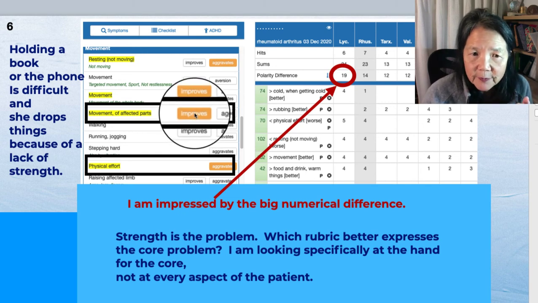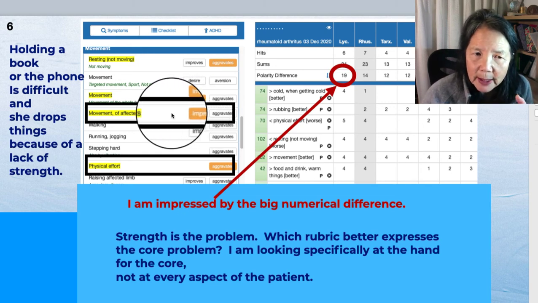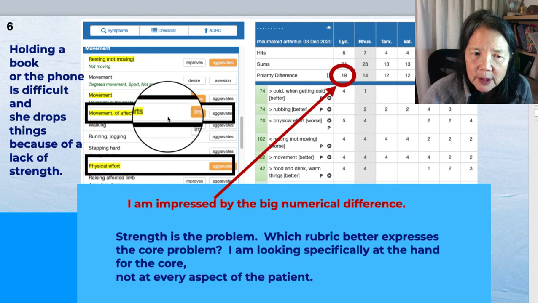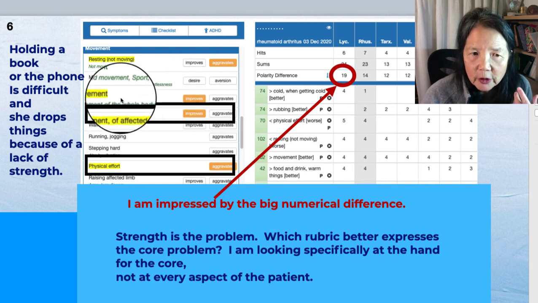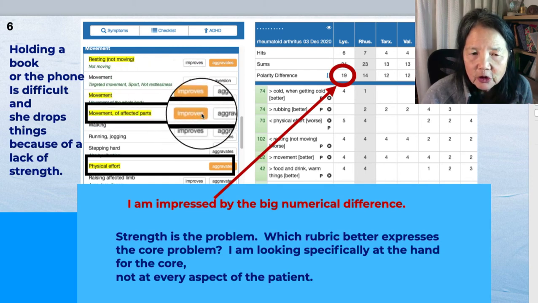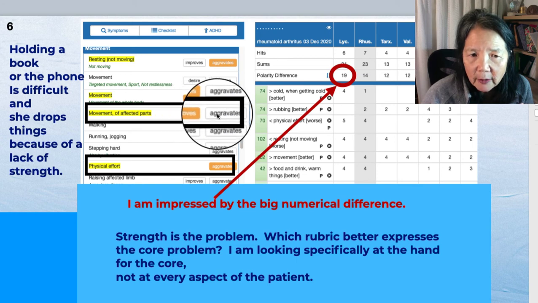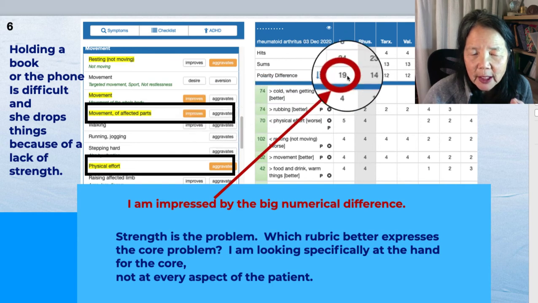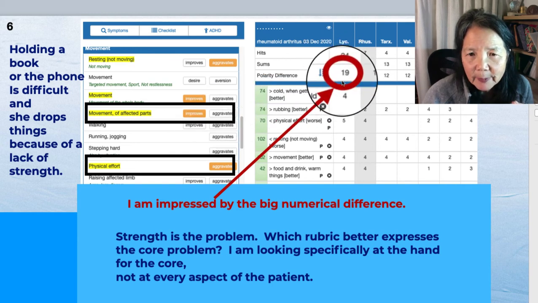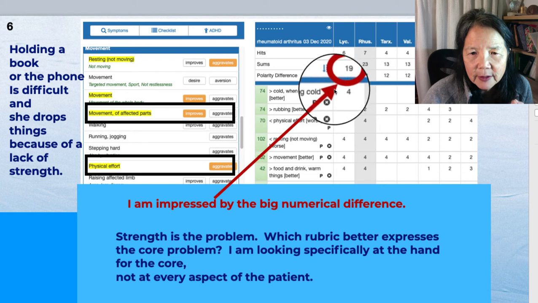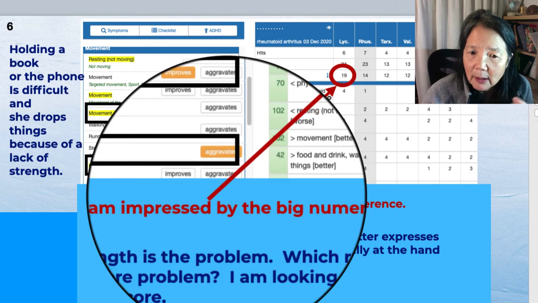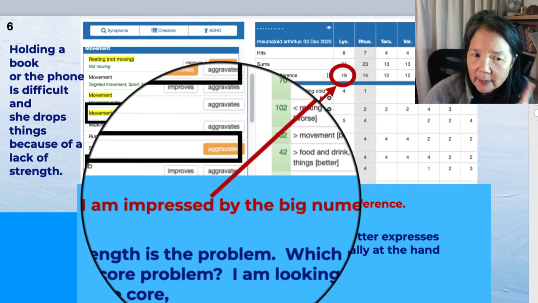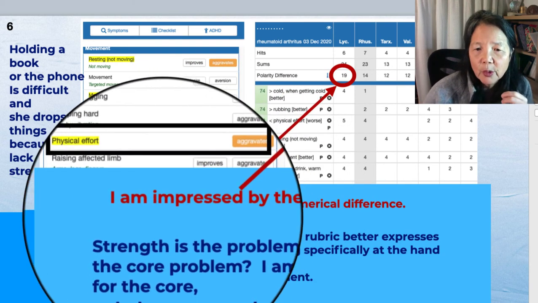She said she felt better. But then when I thought about it later, it was movement of her whole body that she was talking about. This one here shouldn't be improved. It should be aggravated. So this is a mistake. But I was very impressed by this numerical difference that I kept on peeking at. I should have hidden it from myself so that I wouldn't be so impressed, and I would have been paying more attention to what the patient is saying, because that's much more important.